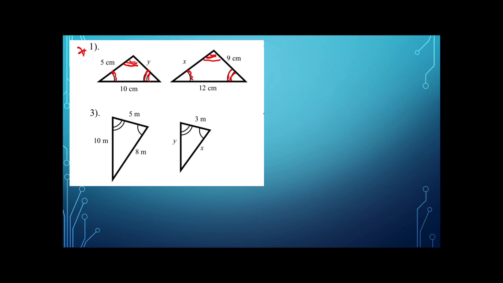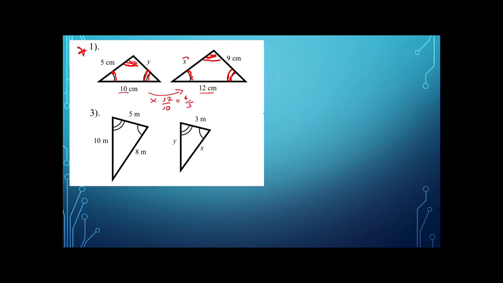Okay, so we need to find what the multiplying factor is, and I like to put an arrow in the direction from the smallest to the biggest, and we simply compare the two sides that we know. In this case it's this 12 and this 10, so the multiplying factor is 12 over 10, the biggest by the smallest, and I'm just going to simplify that to 6 over 5.